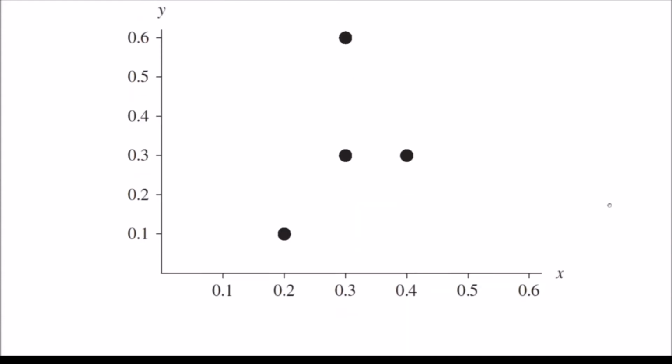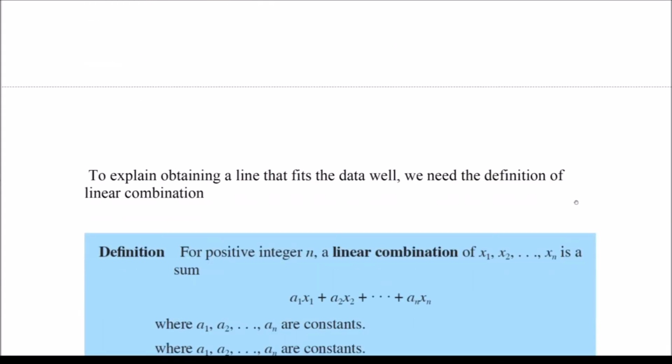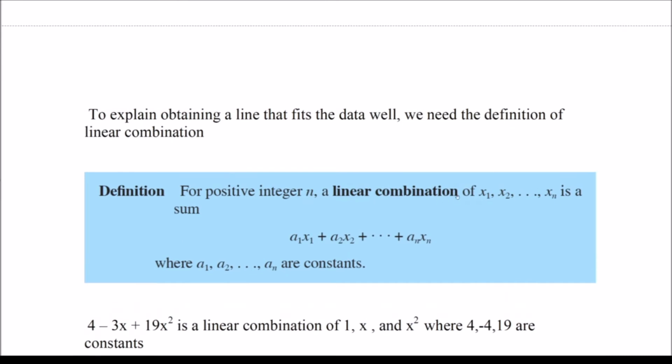Okay, right, so let's move on. So this is the example of a linear empirical model. The linear empirical model explains how the line fits the data, and we call it a linear combination. So if n is a positive integer, the linear combination of x1, x2, x3 you can define in this form.